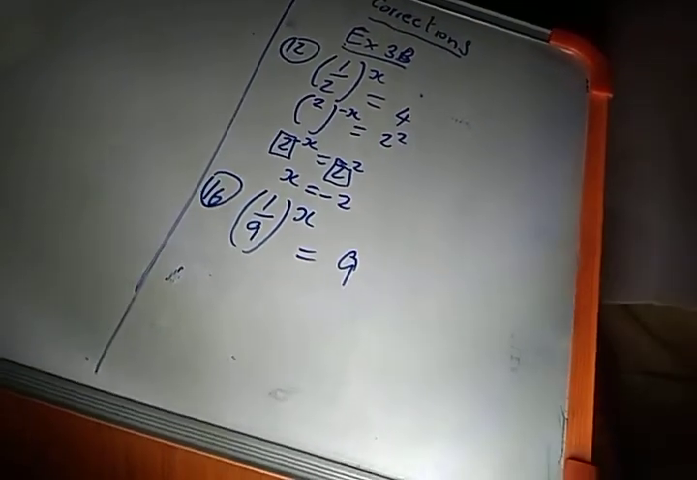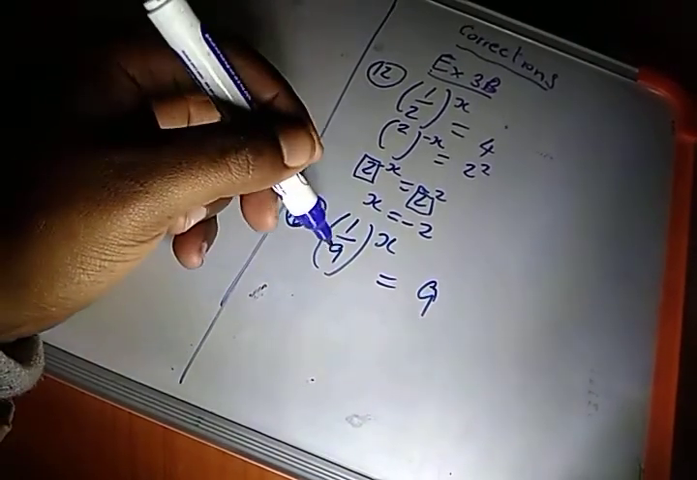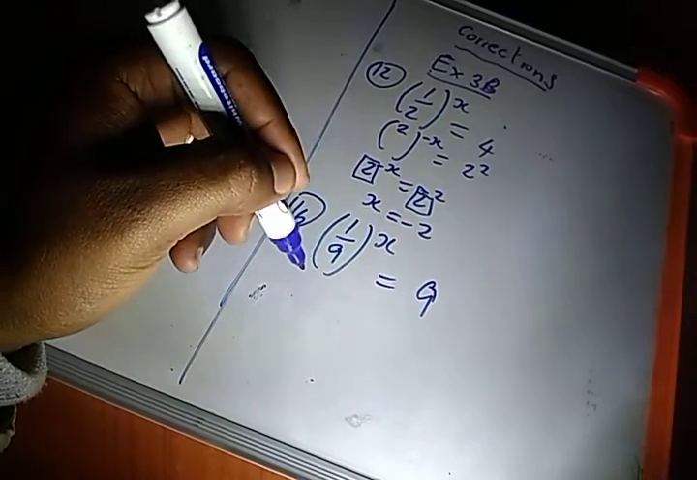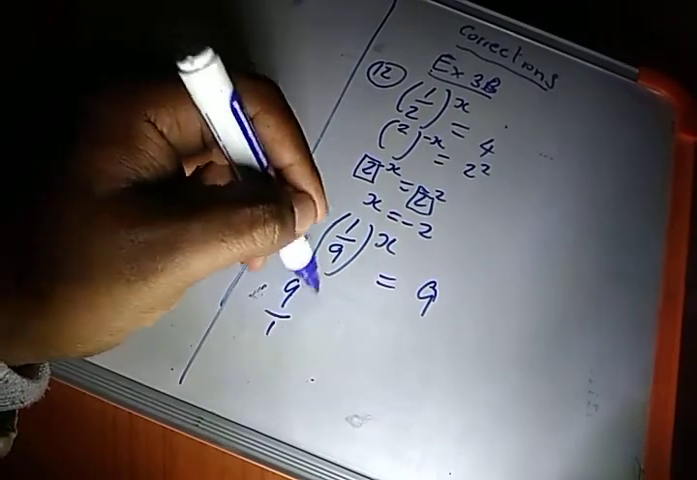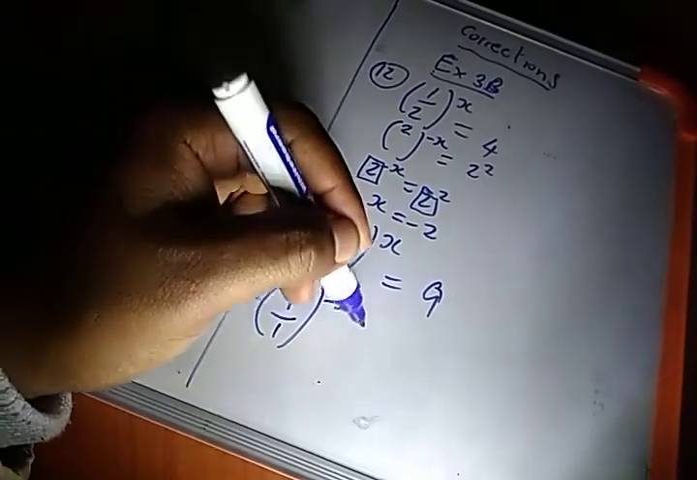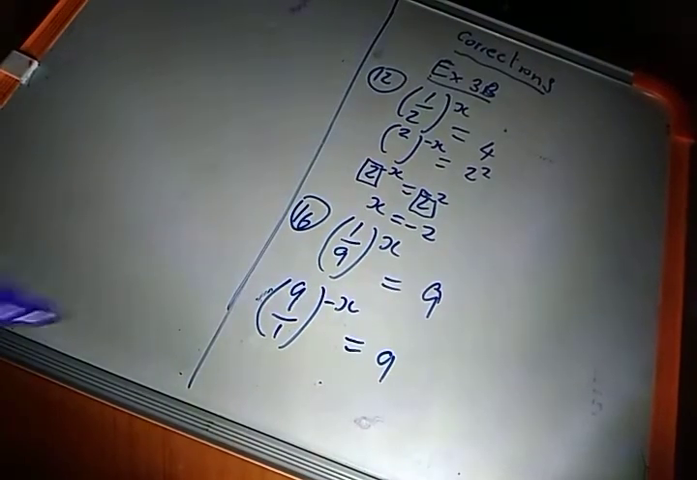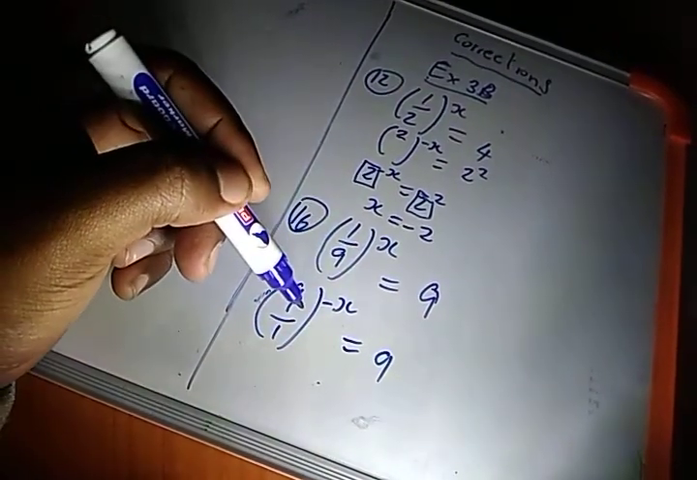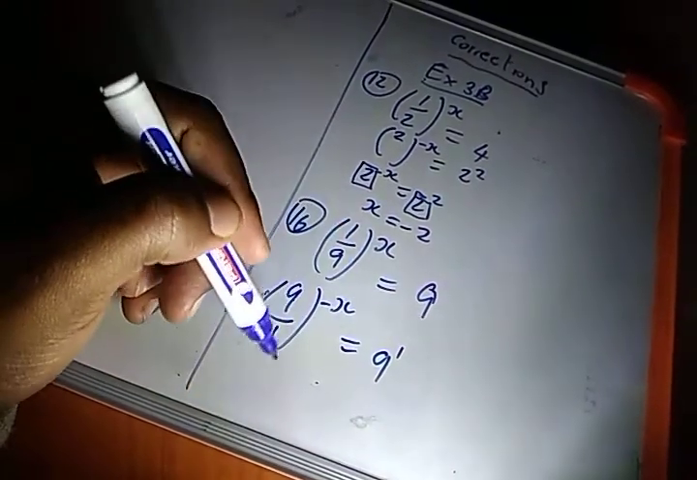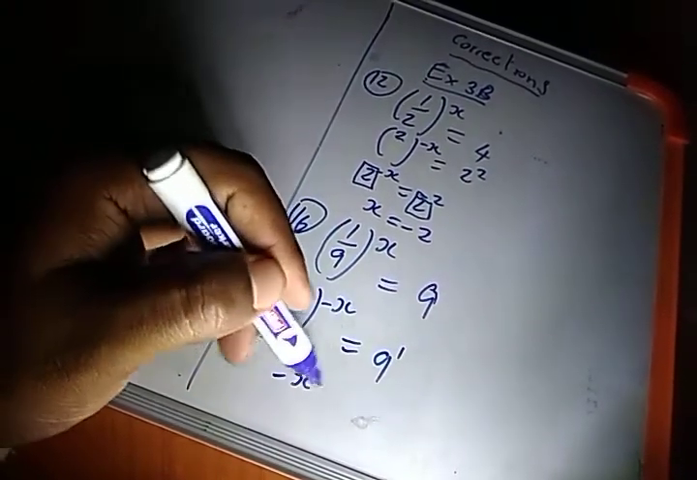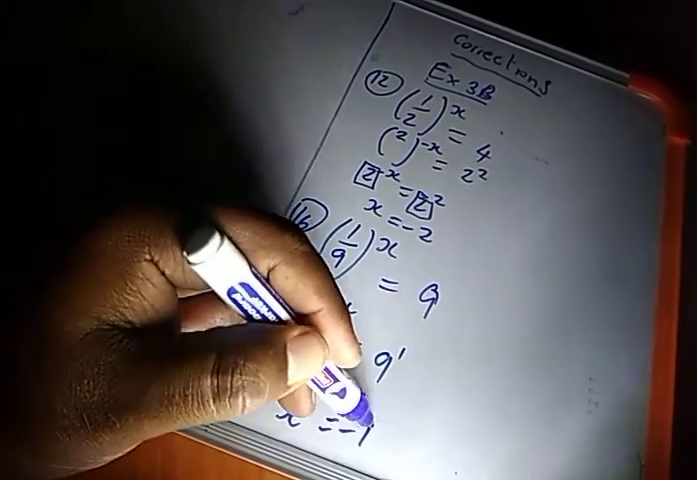Okay, moving to question number 16. Question number 16, we'll do exactly the same thing there. We'll take 9 to the top and 1 in the bottom. We'll end up with an exponent that is negative. We don't need to change the right hand side. We can leave it as it is. It's basically 9 to the power 1. So then we will have negative x equals 1, which in turn means x is -1.